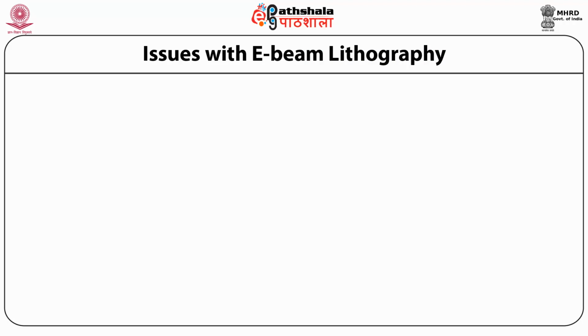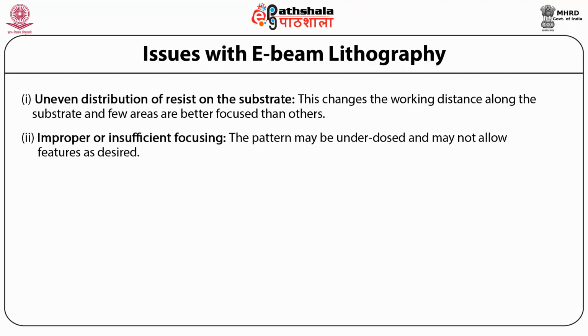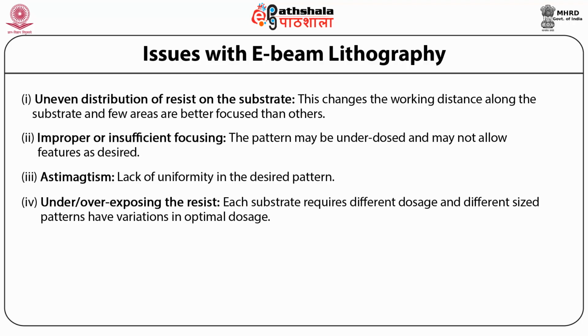Issues with E-beam lithography: first, uneven distribution of resist on the substrate. This changes the working distance along the substrate, and a few areas are better focused than others. Second limitation is improper or insufficient focusing. The pattern may be underdosed and may not allow features as desired. Third is astigmatism. Here, lack of uniformity in the desired pattern could cause astigmatism. Fourth, under or overexposing of the resist. Each substrate requires different dosage and different sized patterns have variations in optimal dosage.